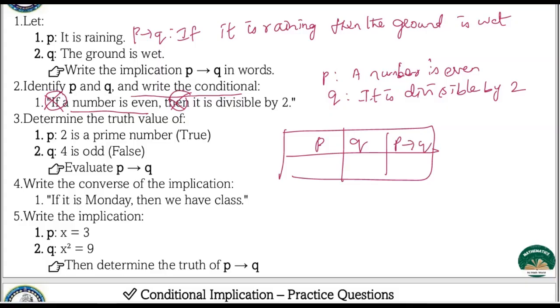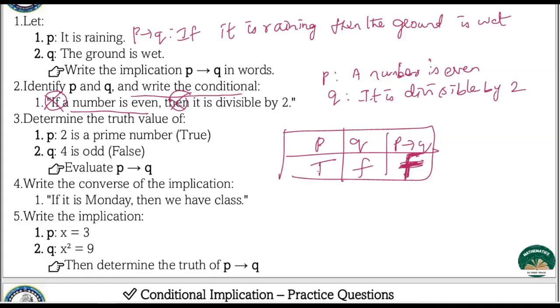P implies Q. 2 is a prime number, true. 4 is odd, false. So it is T F, it is F. Only when it is T F, it is F. Otherwise, it is true. Whenever it is T F, the answer is false.